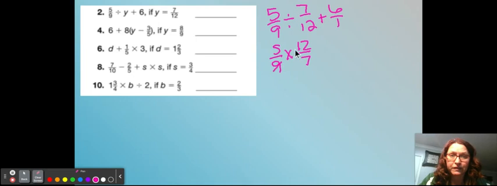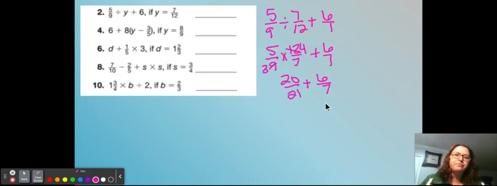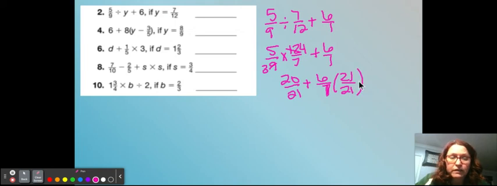9 and 12 are both divisible by 3. 9 divided by 3 is 3. 12 divided by 3 is 4. 5 times 4 is 20. 3 times 7 is 21. Now I have to do 20 over 21 plus 6, but I have to get a common denominator. Oh, this is over 1 right here. So now I've got to multiply this times 21 and this times 21. 6 times 21, I don't know.